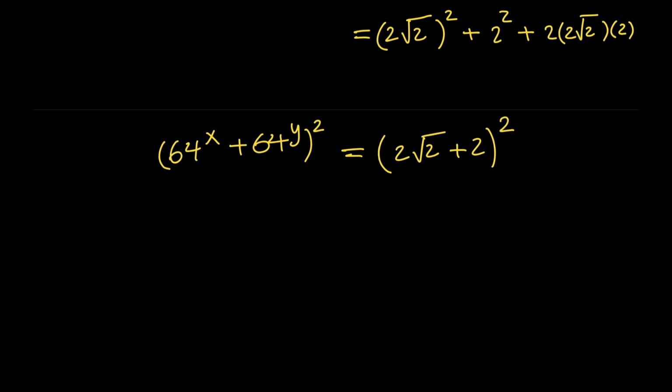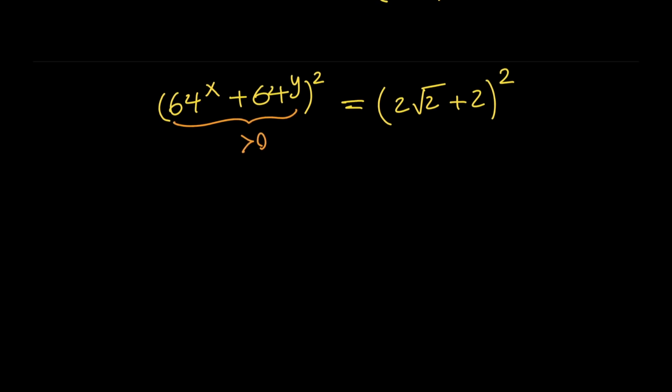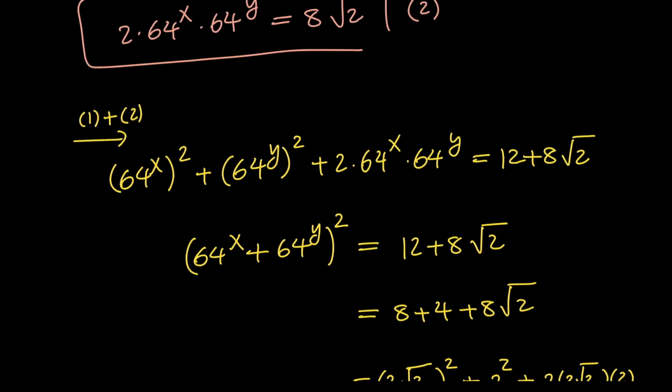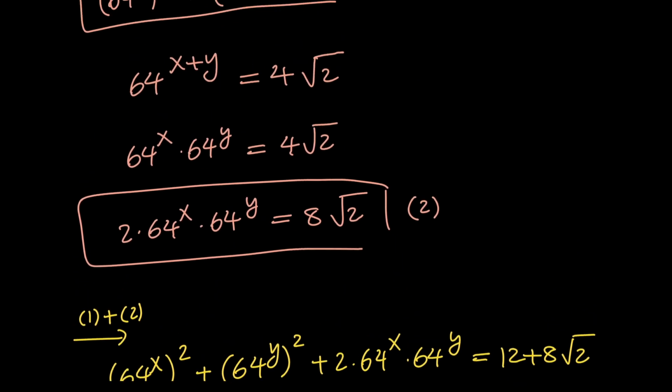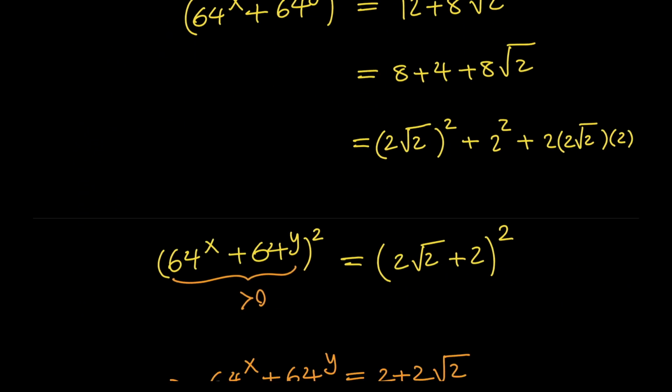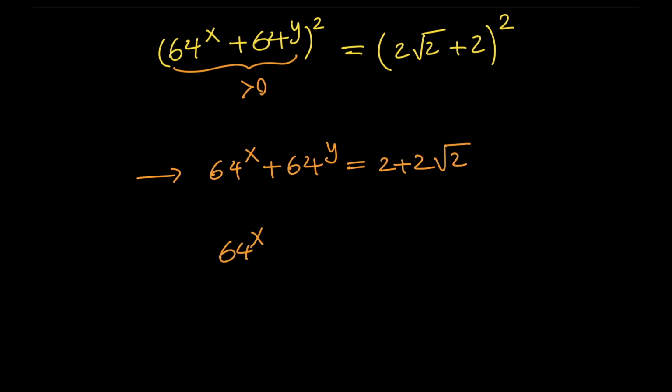Now, notice that 64 to the power of x plus 64 to the power of y is always something positive. Therefore, I can say that 64 to the power of x plus 64 to the power of y should be 2 plus 2 times the square root of 2. Cool. So we have their sum, and before we found out 64 to the power of x times 64 to the power of y is 4 times the square root of 2. So we have the value of their product. So their product is 4 times the square root of 2. So by having their sum and their product, we should be able to solve for their value.